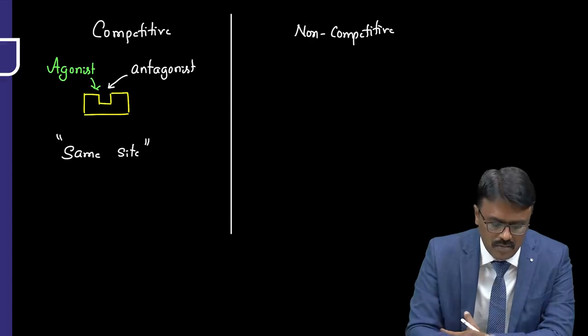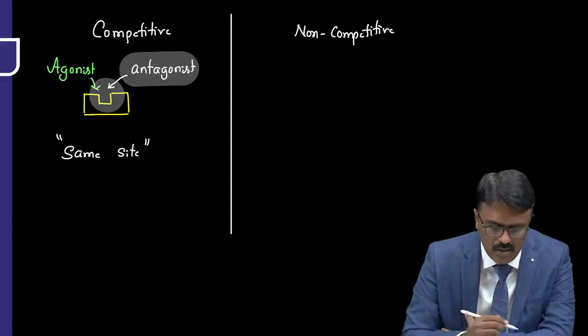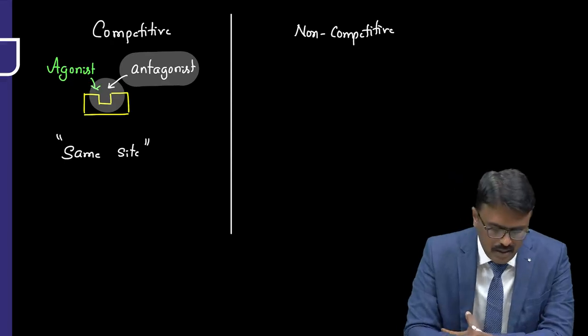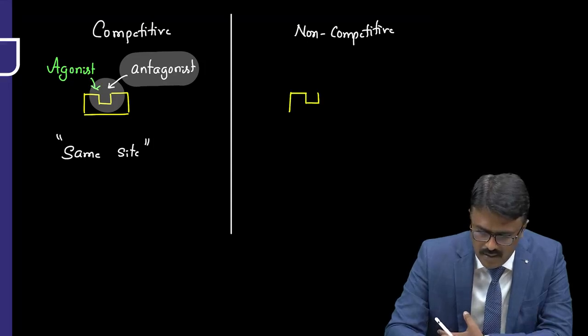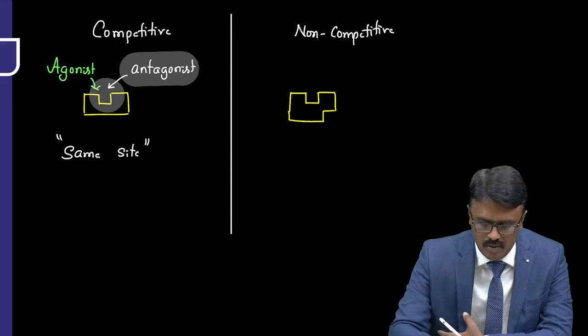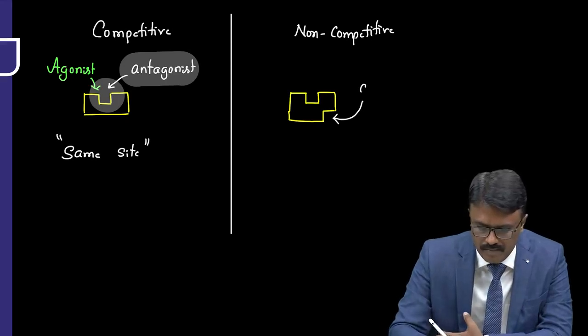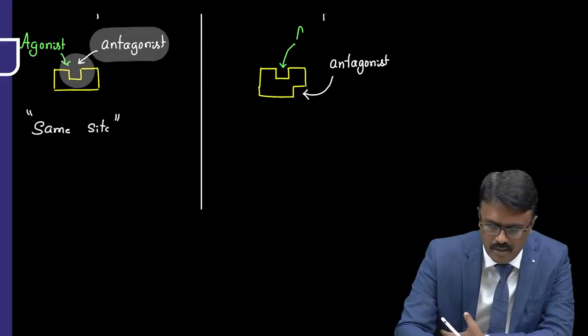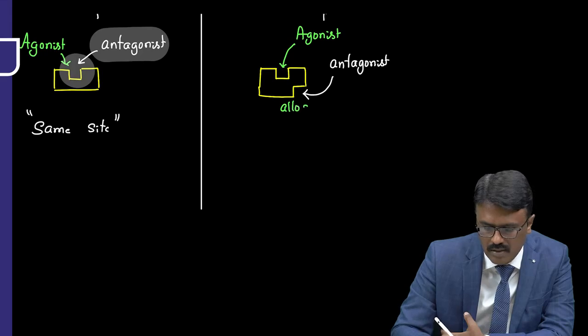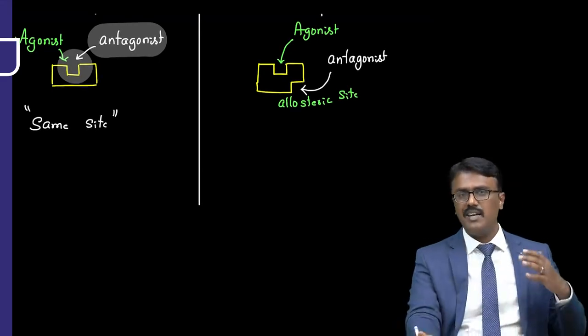So in this competitive antagonism, the antagonist is coming and sitting on the receptor. Now what is non-competitive? Let me write the same receptor. This is the receptor. In the receptor we have another site, and that is called the allosteric site. So here the antagonist binds. The antagonist sits at the allosteric site. The agonist binds at a different site. So the binding of agonist and antagonist are different.